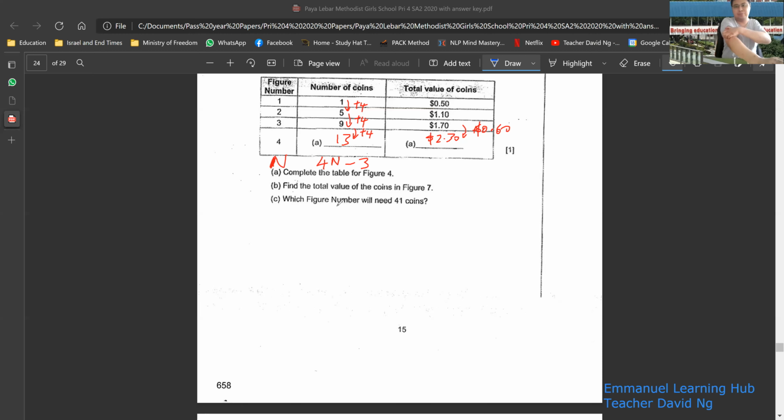Understand now? Okay, how about here? Each stack is 60 cents, right? So it's 60 cents times n, minus 10 cents.